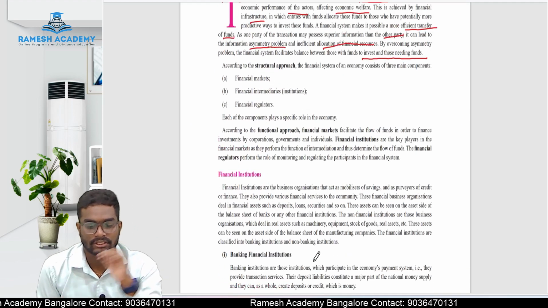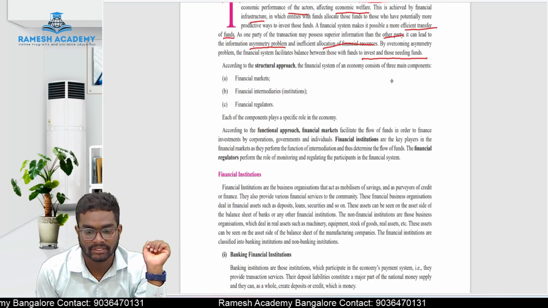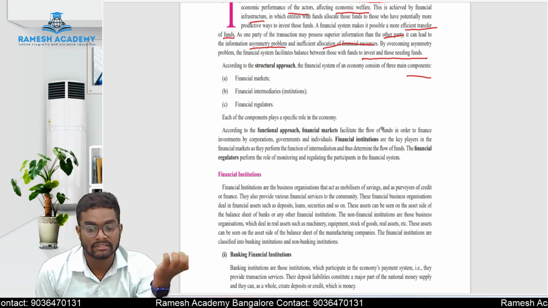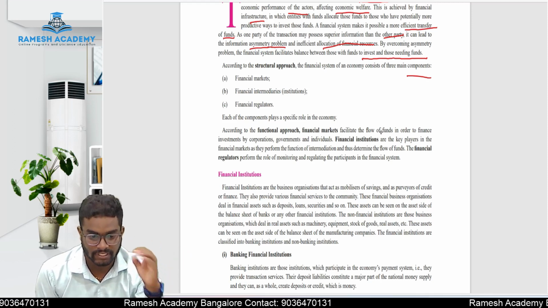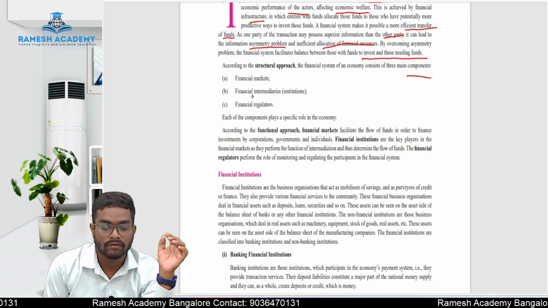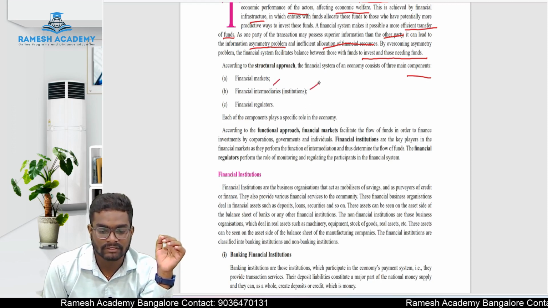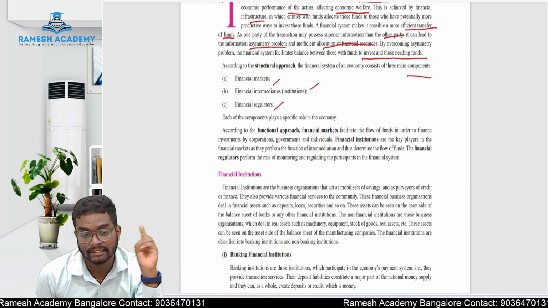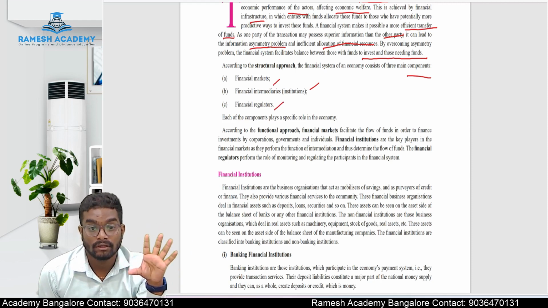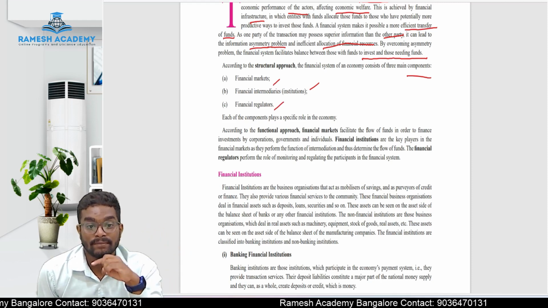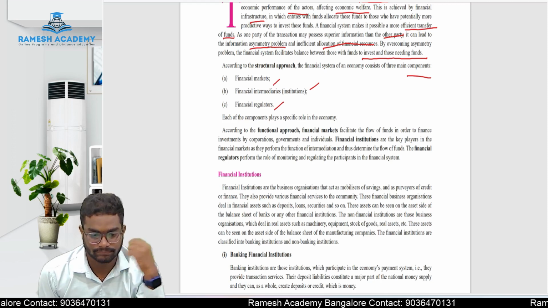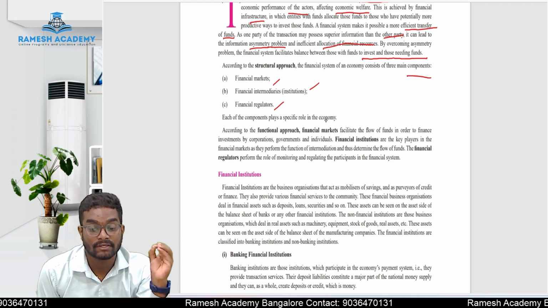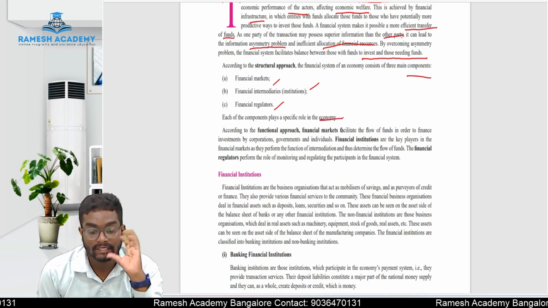Now, according to the structural approach, the financial system of an economy consists of three main components. In the MCQs they might ask what the components of the financial system are under the structural approach. We should say the financial markets, the financial intermediaries and the financial regulators. Regulators, in the sense, RBI in case of the money market or banking business, and SEBI in case of stock exchanges. Next, each of the components plays a specific role in the economy, though each one has different roles.